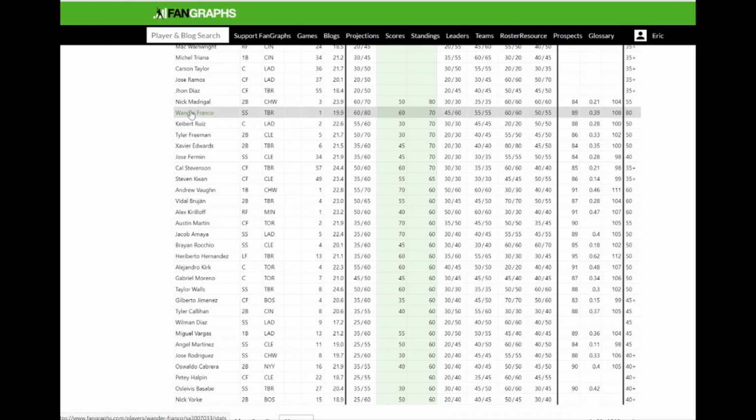So, Wander Franco is really exceptional in just about every way. He's one of those here as well. Andrew Vaughn with the White Sox. And you can see some other players, like a lot of these Cleveland players, which they love to take in the draft, don't have big time juice, not a lot of power, in Jose Fermin and Tyler Freeman and Steven Kwan, but they know what to swing at and they can get the bat to just about anything.